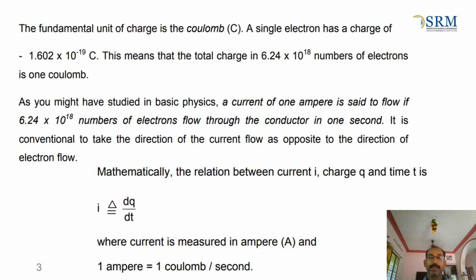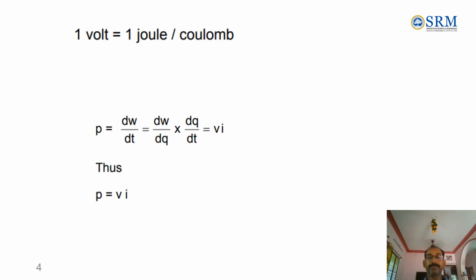As you might have studied in basic physics, a current of 1 ampere is said to flow when 6.24 x 10 to the power of 18 electrons pass. What is current? The number of electrons passing through a conductor in a second. By convention, the direction of the current flow is taken opposite to the direction of the electron flow. Mathematically, the current I you can write as dq by dt. So q you can write as I into dt. So 1 ampere is nothing but 1 coulomb per second.